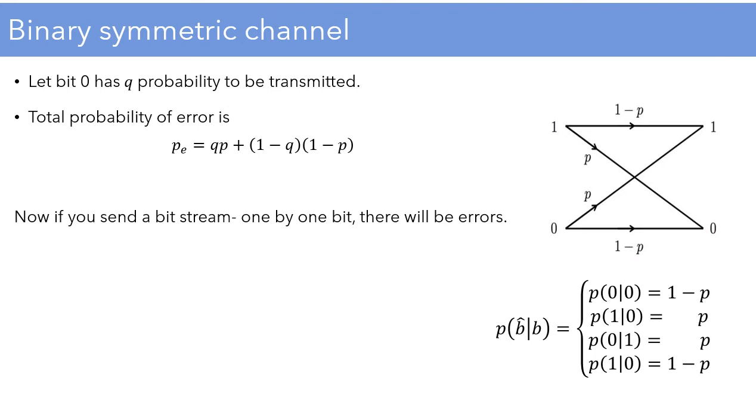And one more question: is it possible to reduce this error? You can see that if we send the same bit twice, the probability that both will be wrong is less. So it gives us some hope that maybe there are ways you can get a successful communication via this channel.